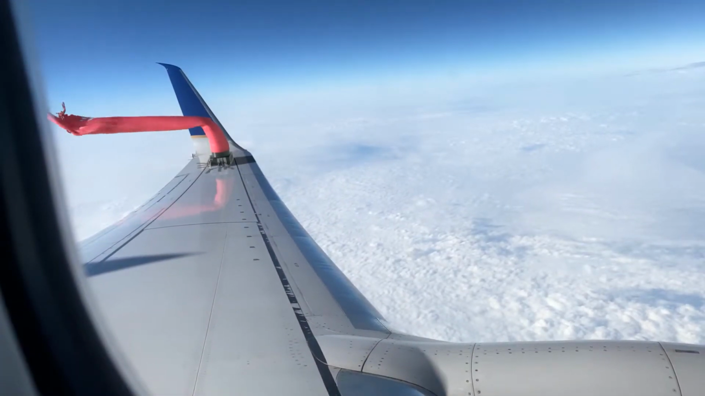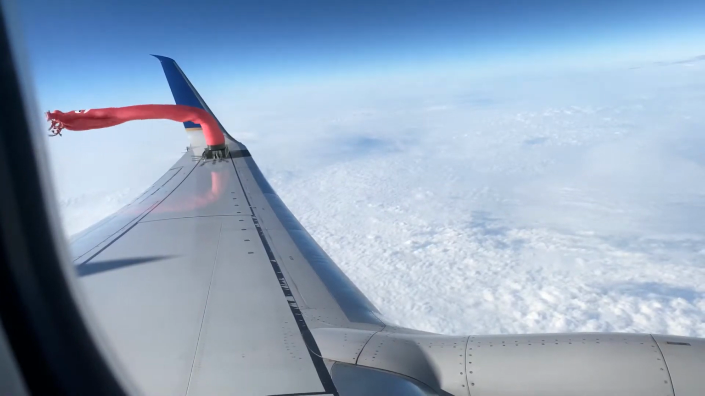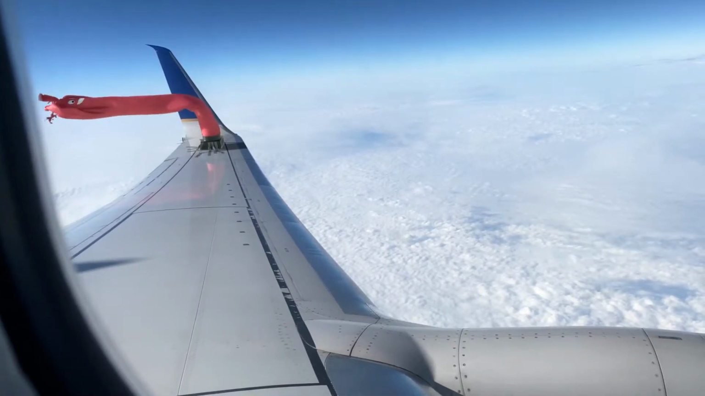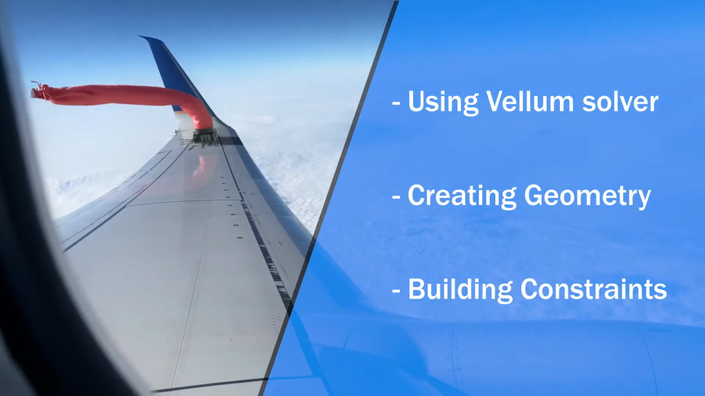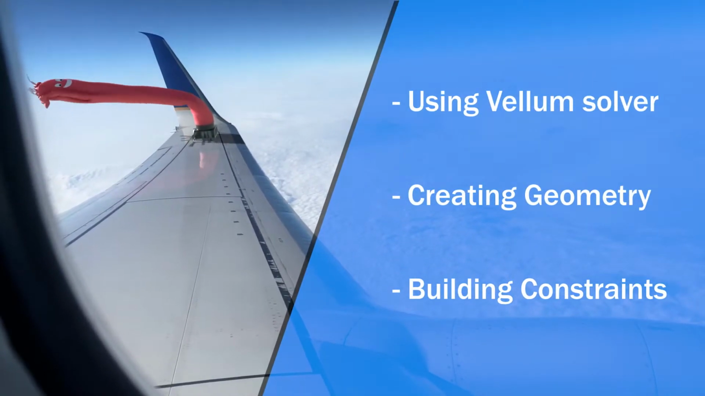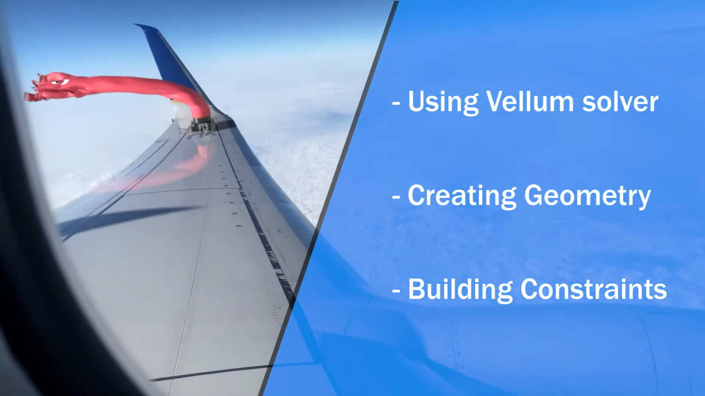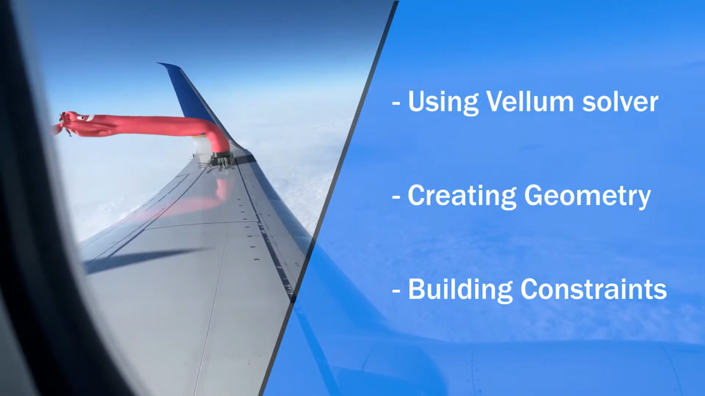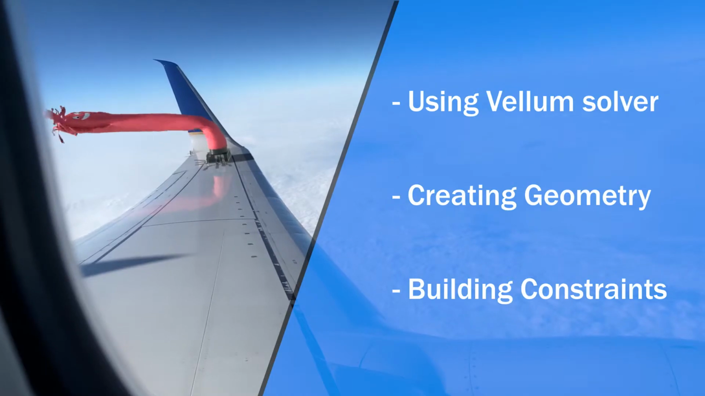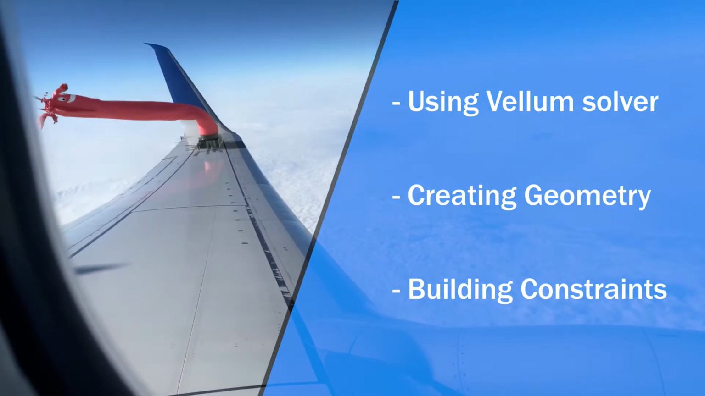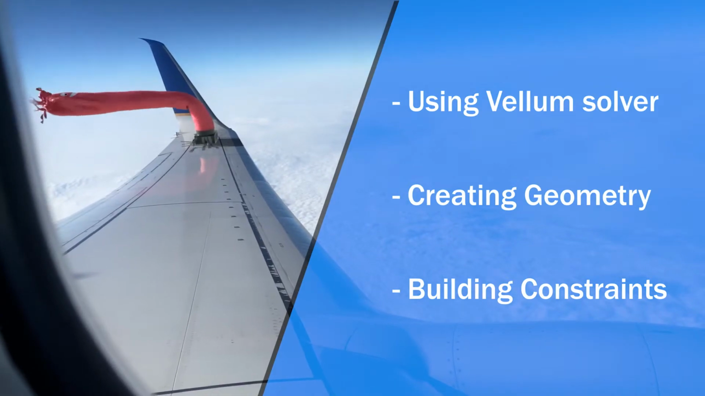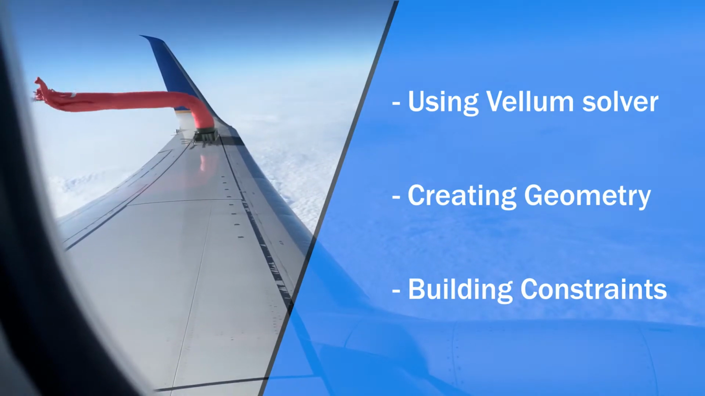Today we're going to be learning how to create this effect we see here with the wacky wavy inflatable tube man on the edge of an airplane. We're going to be using the Vellum solver to simulate the character waving around. We're going to use the Vellum solver to create that duct tape. We're going to do some modeling, and we're going to use constraints to simulate the pump getting blown around in the wind. So without any further ado, let's get into it.